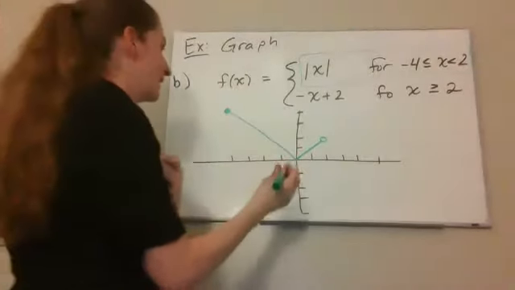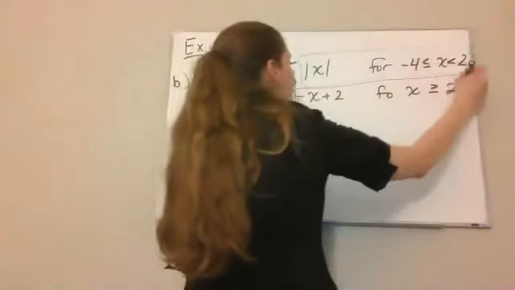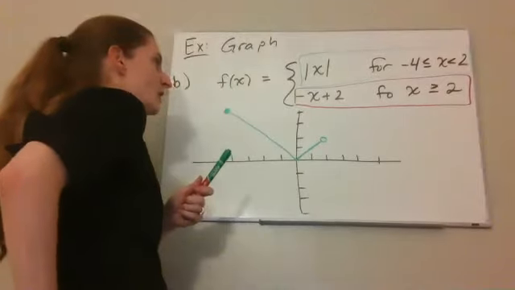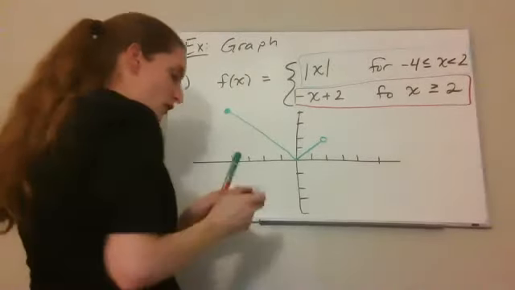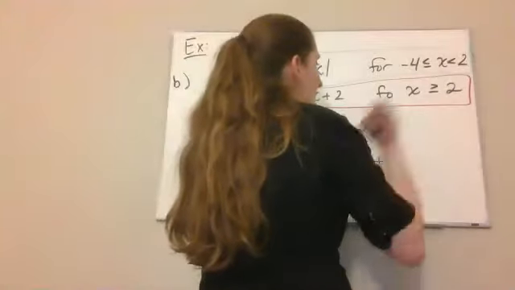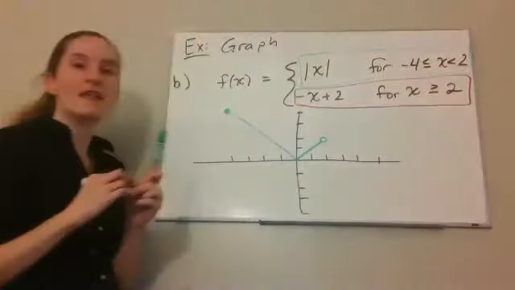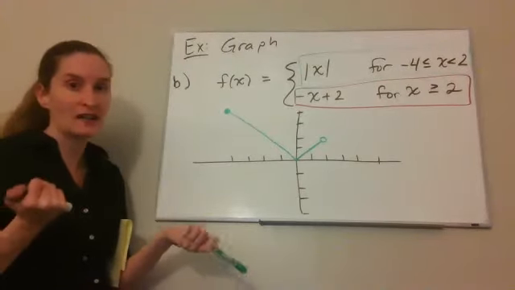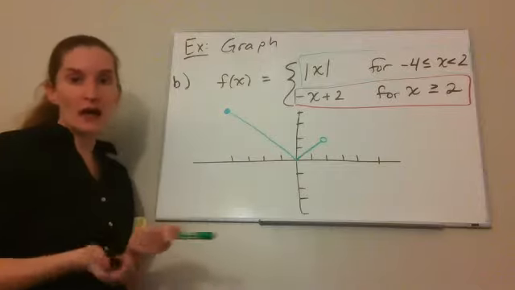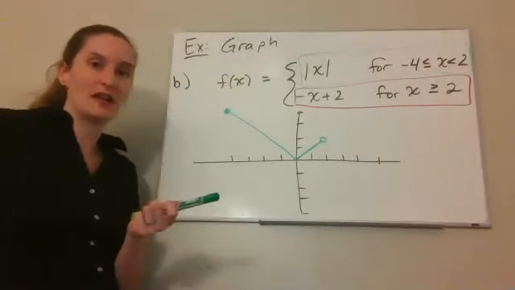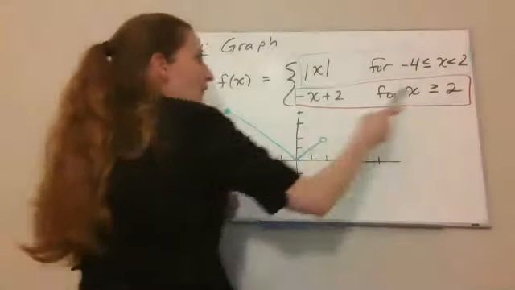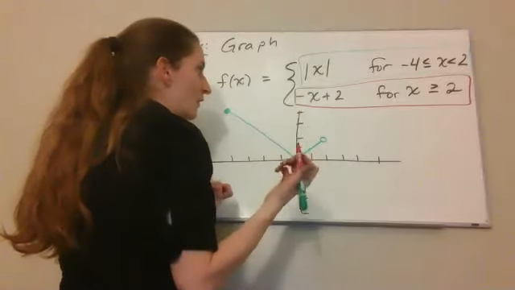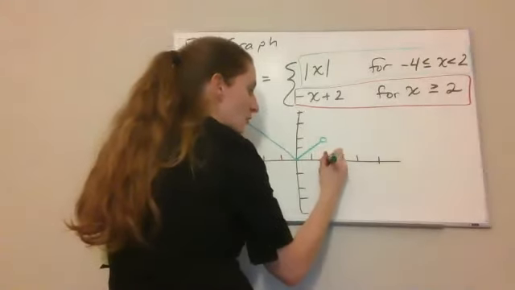Now for my other piece, I'm going to do that in red. I have -x + 2 for x that are greater than or equal to 2. So just like I did on the last one, we are going to plug in that endpoint. I'm going to plug in 2 to this function definition and see what the point is. This time it's going to be a closed dot because I have an equal to included in that inequality. So if I were to plug this 2 in, I would get -2 + 2, which is 0. So this means I have a point at 2, 0, right here.